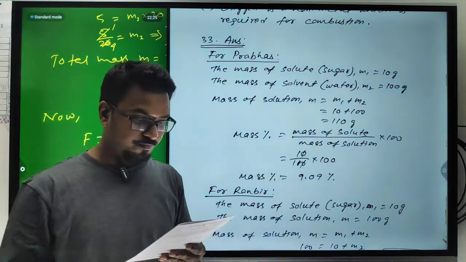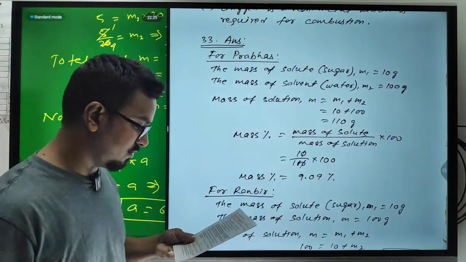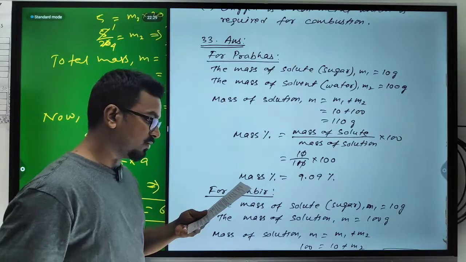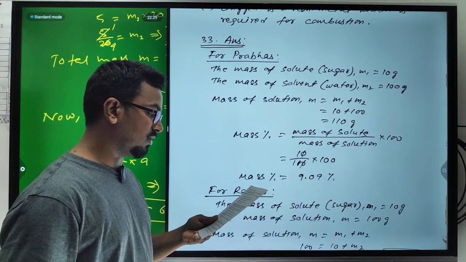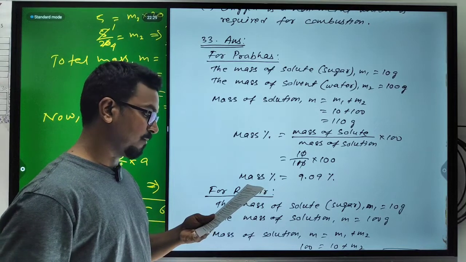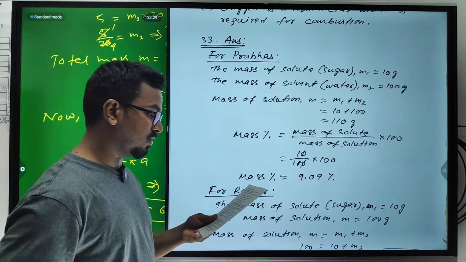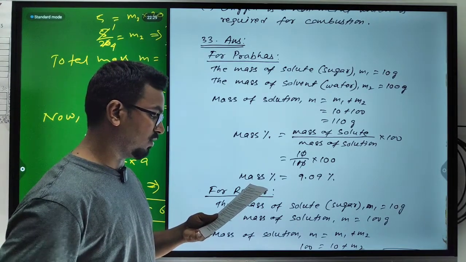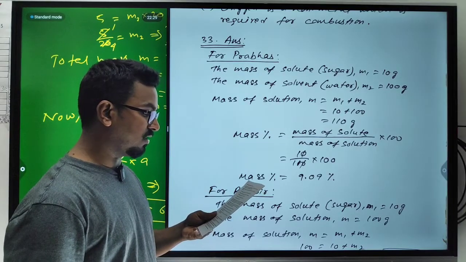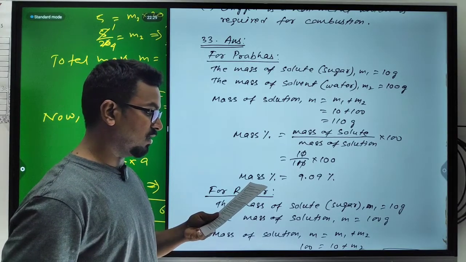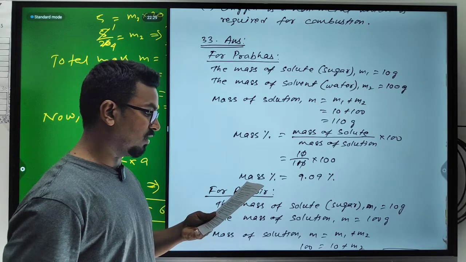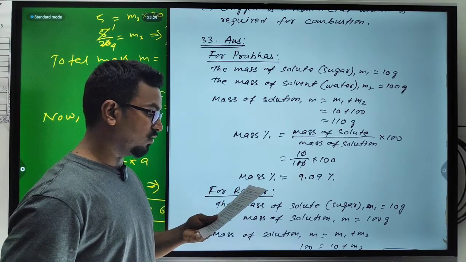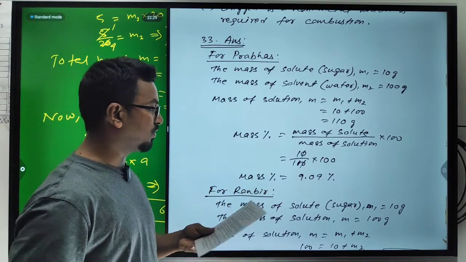Another numerical has come, and this is chemistry. So during an experiment the students were asked to prepare a 10% solution of sugar in water. Probus dissolved 10 gram of sugar in 100 gram of water, while Ranbir prepared it by dissolving 10 gram of sugar in water to make 100 gram of solution.